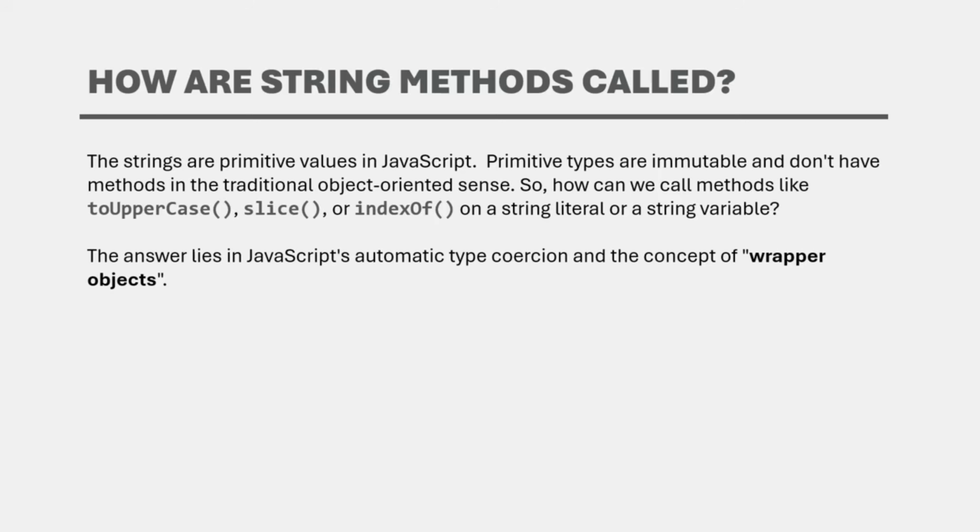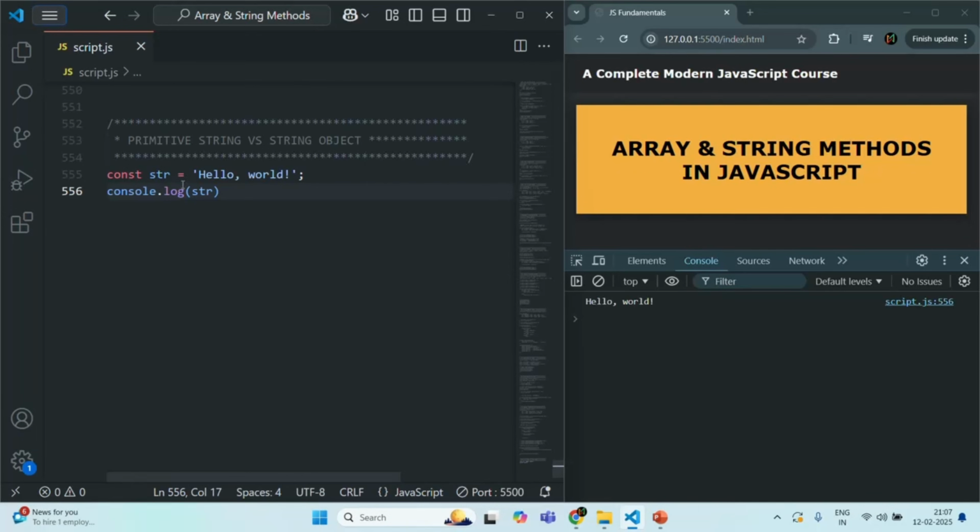For example, here I have a variable called str, which is assigned the string value hello world. When I'm logging this string value, you can see that the value has been logged as a primitive value. Now the question is, on this primitive value, how am I able to call methods like toLowerCase, toUpperCase, etc.? Well, in JavaScript, we also have another way to create a string, and that is by using the String constructor.